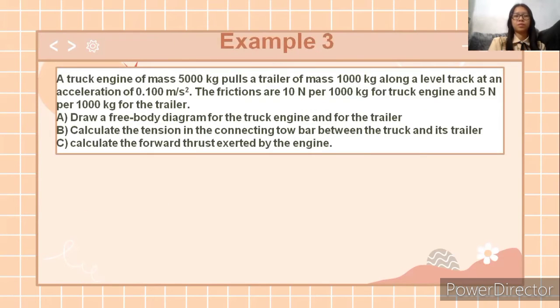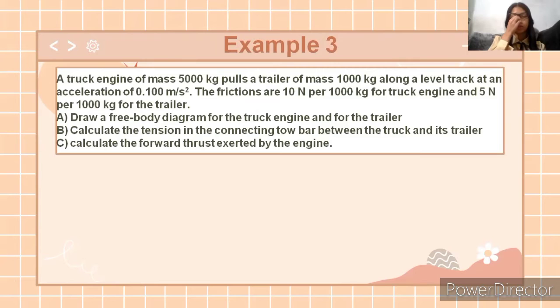Example number 3. A truck engine of mass 5,000 kg pulls a trailer of mass 1,000 kg along a level track at an acceleration of 0.100 meter per second squared. The frictions are 10 Newton per 1,000 kg for the truck engine and 5 Newton per 1,000 kg for the trailer. First, draw a free body diagram for the truck engine and for the trailer.